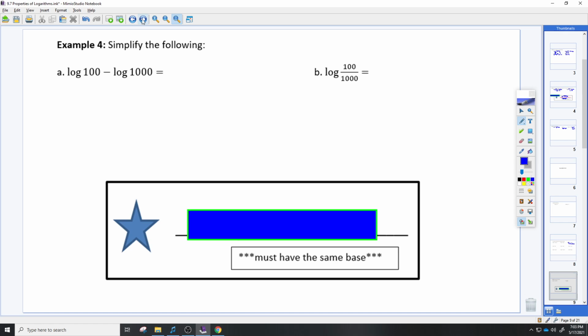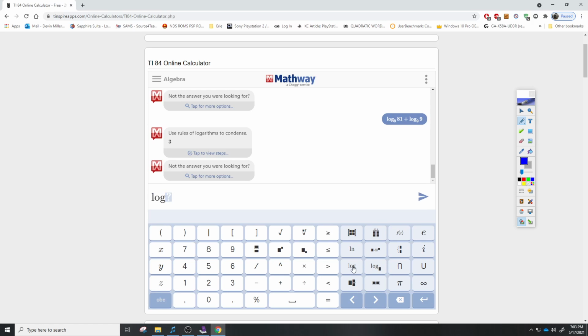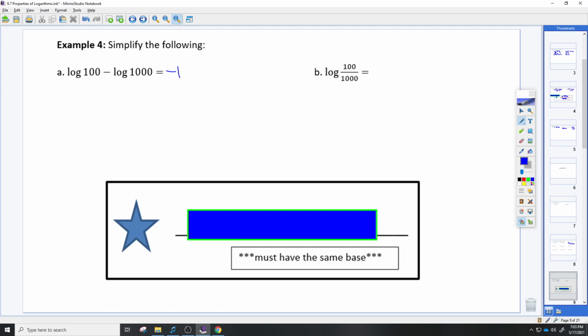Okay, moving on to the next property. If we did pluses between them and had to multiply them to get them back together, now we're going to do the other two operations. If we have subtraction between the two, that should be the same thing as division. So I'm going to type this one out, log 100 minus log of 1,000. Let's use rules of logarithms to condense. We get -1. So this answer is -1.